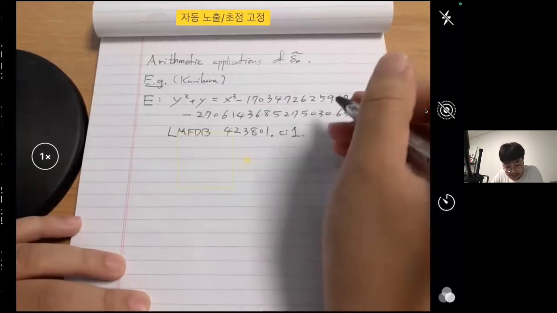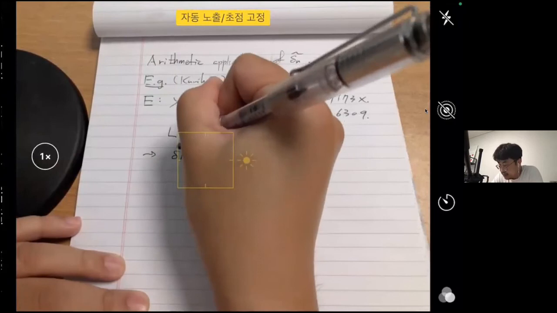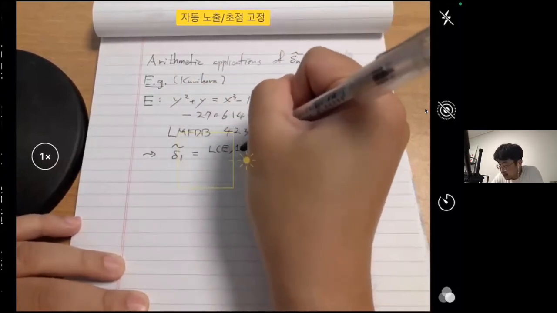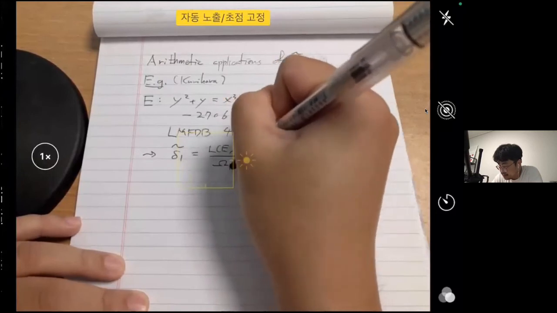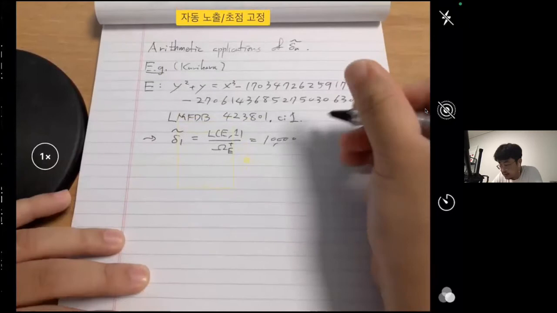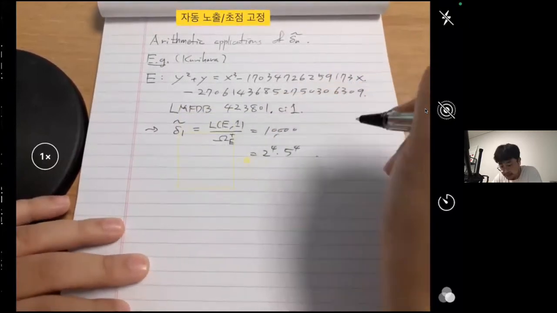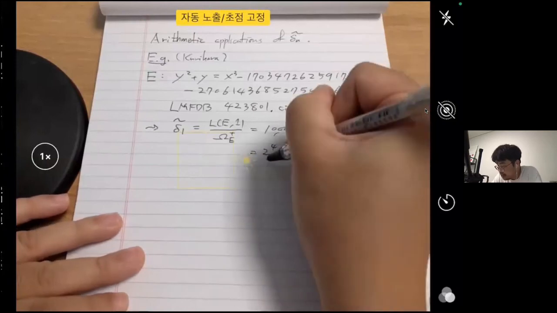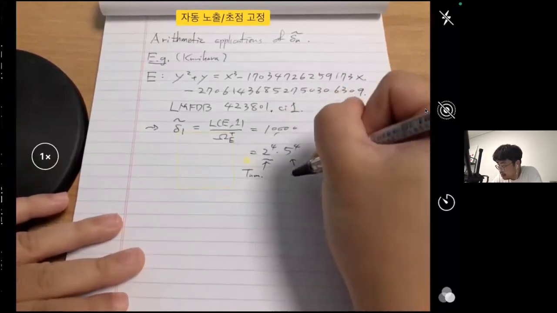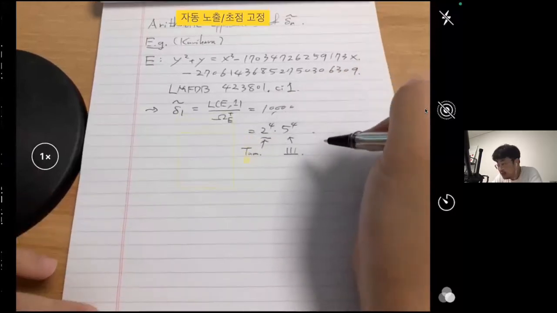Then what do we know? It has rank 0, so its L value doesn't vanish, and we know the value is 10,000, so 2 to the 4 times 5 to the 4. It's easy to see this comes from the Tamagawa number, and this should contribute to the Tate-Shafarevich group.